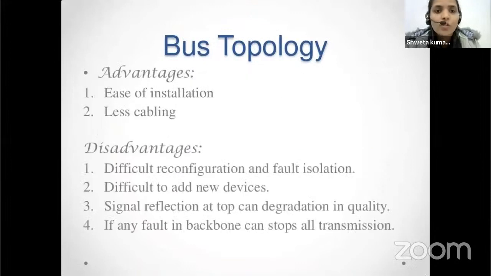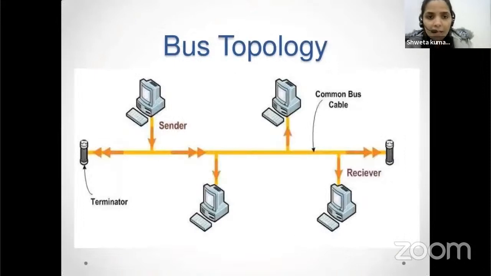So what are the advantages of this bus topology? Ease of installation, because we only need cable. Any cable you can take, like coaxial cable, fiber optic cable, or twisted pair cables. So it is easy to install and less cabling is required. Disadvantages are difficulty in reconfiguration and fault tolerance, and difficulty adding new devices. Any fault in the backbone can stop all the transmission. Basically, if the central cable gets destroyed or corrupted, the whole network is going to get corrupted.